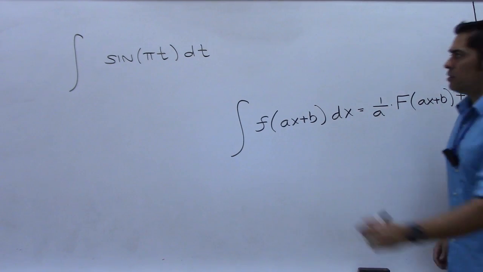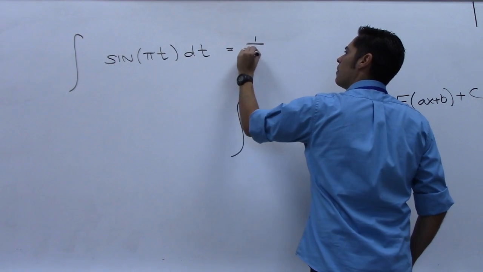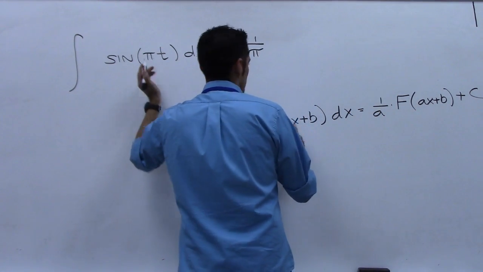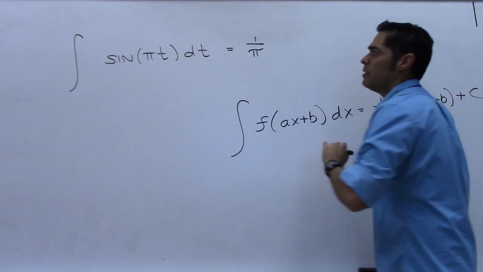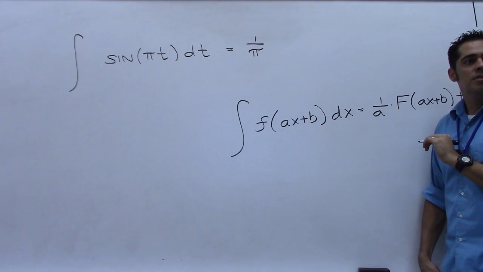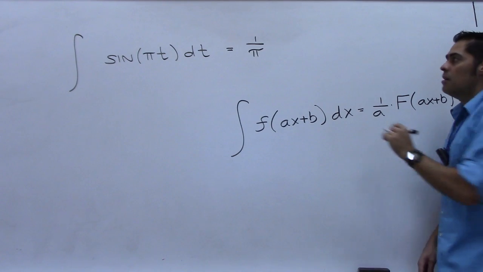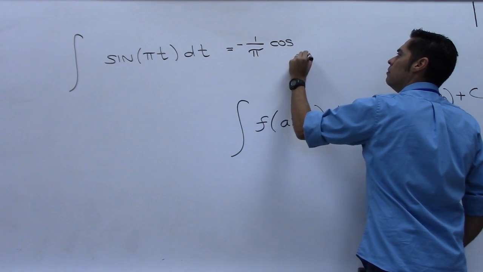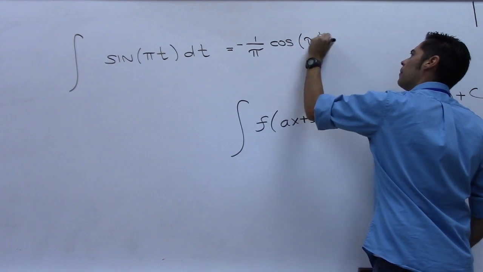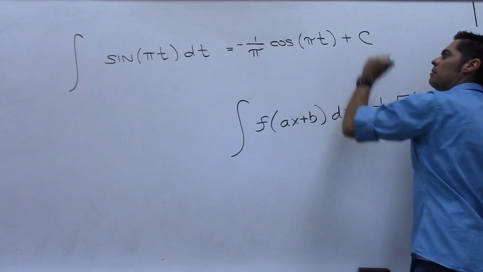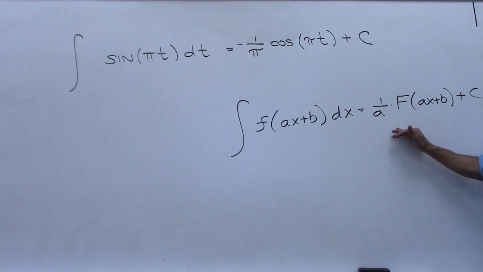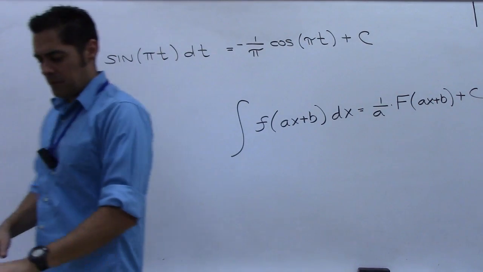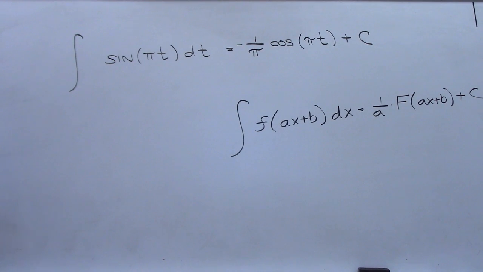So you're going to have 1 over pi, because pi is like the a in ax. And then the antiderivative of sine, which is negative cosine. So make this negative 1 over pi, cosine of what though? Pi t plus c. That's the quick way to do it. And that's the way I prefer you approach it.